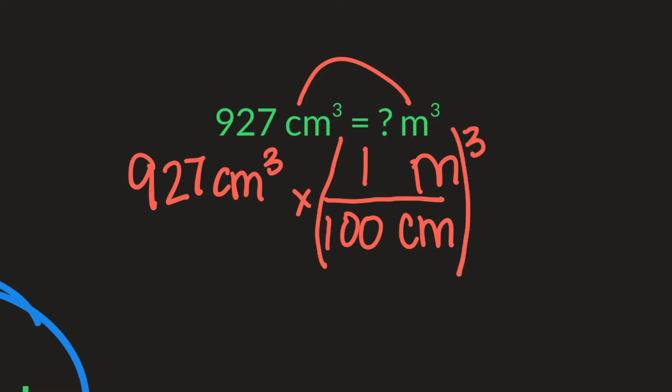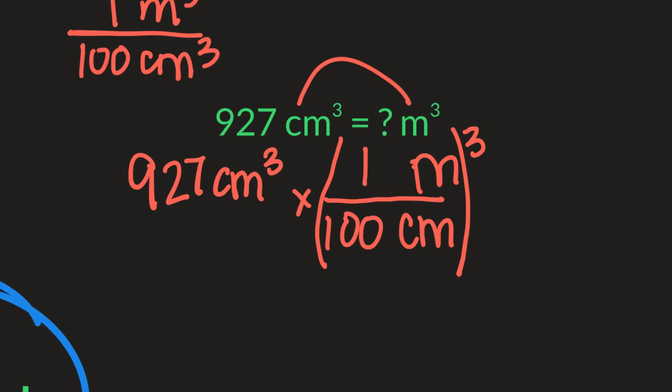Now the reason I'm writing it like this is so that you cube the number, right? If a number is in parentheses and you put a cube behind it, you're going to cube the number. I have a lot of people who write 100 centimeter, put the 1 meter on top, and then they just want to do this. But then they forget to cube the 100 when they do their math at the end, and it screws them up. So I highly recommend you put the parentheses around it so you know to cube it.